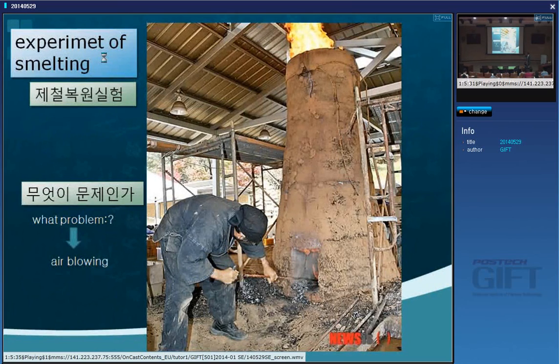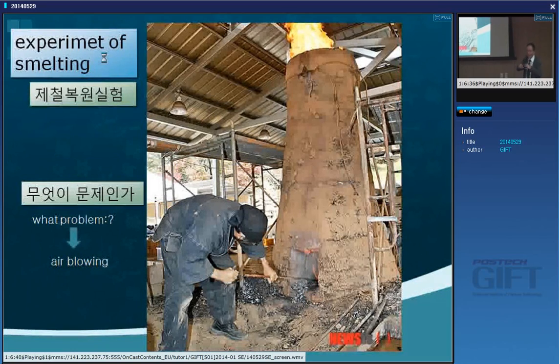Several smelting experiments were done, but every experiment failed. Why? They didn't know the metallurgical knowledge, theory and principle. Firstly, we must think about metal engineering and metallurgical theory, knowledge and process, and we must study and compare. Next, we must compare the archaeological data and combine the two fields of knowledge. I think we can succeed. Now I'm studying to combine the two fields, but it is very difficult.